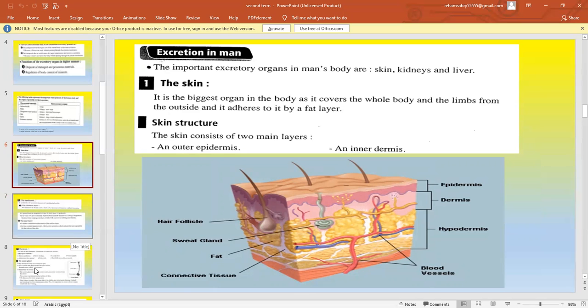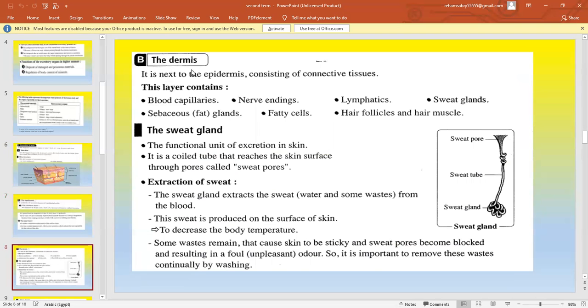Okay, let's go to the dermis, the other layer. It is beneath the epidermis. I have the dermis and the epidermis. Epi is the upper one, anything epi is a covering, and the dermis is the layer after it. The dermis is a bit bigger. It is next to the epidermis and consists of connective tissues. This layer contains blood capillaries, nerve endings, lymphatics, sweat glands, subcutaneous glands which are the fatty glands, fatty cells, hair follicles and hair muscle.